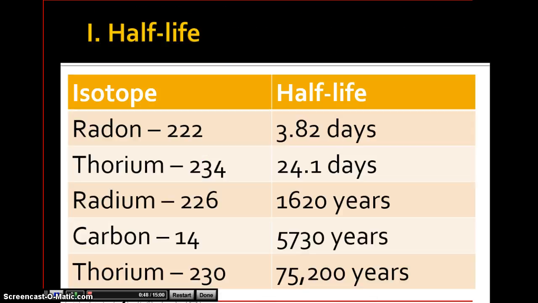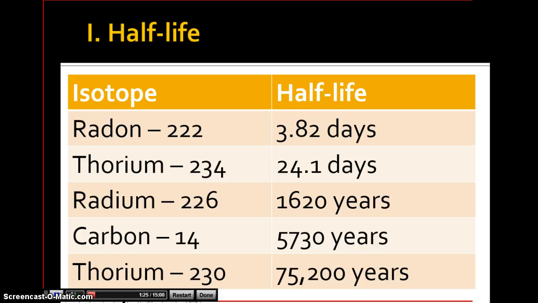Here is a table. You don't need to copy this down, but it just shows you that there are different half-lives for every different type of isotope. So we've got radon-222, that has a half-life of 3.82 days, so every 3.82 days, half of it decays. Thorium-234 has 24.1 days. So every 24.1 days, half of it decays. After another 24.1 days, another half decays. And then radium-226 is 1,620 years. Carbon-14, which we'll talk about a little bit later on, has a half-life of 5,730 years.